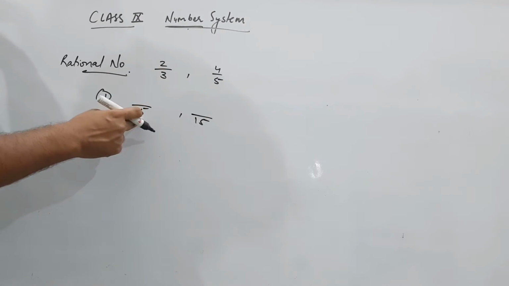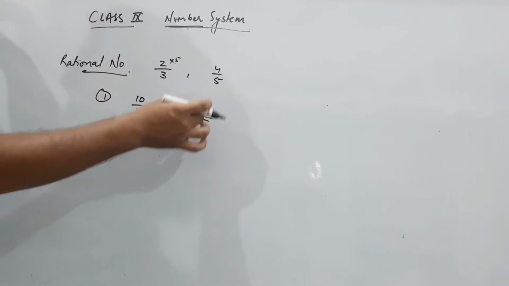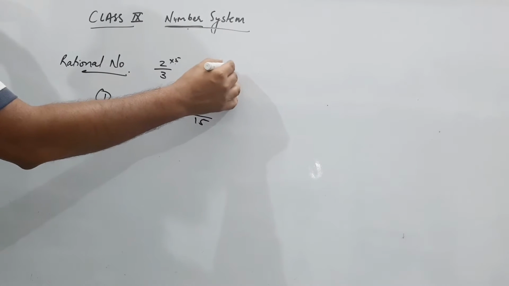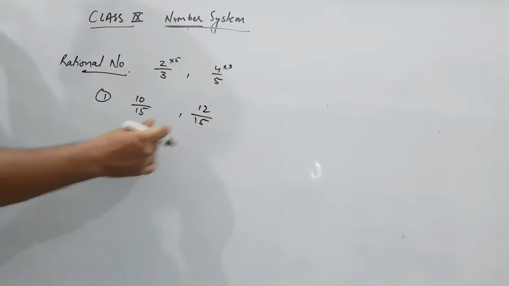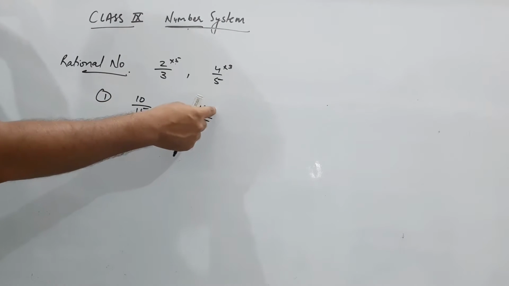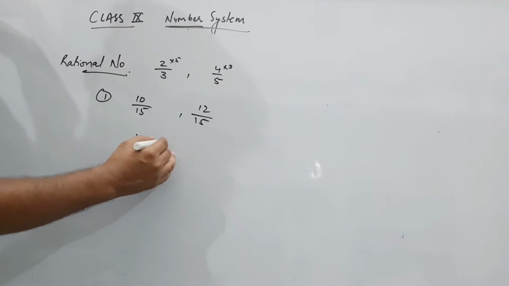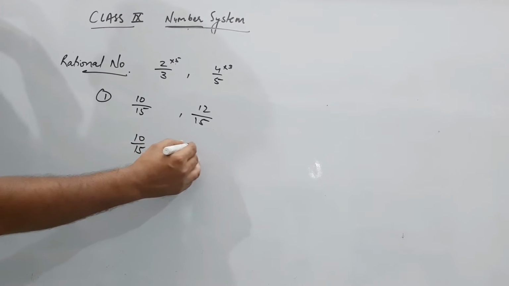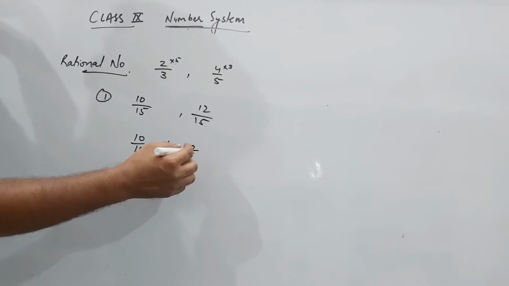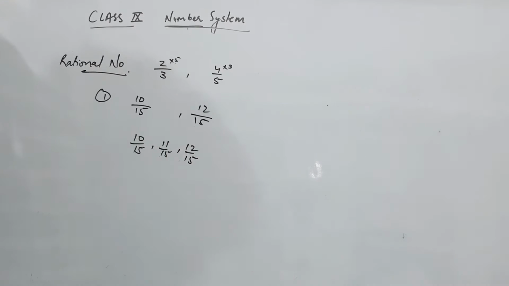How much? Yes, 5 times. So multiply by 5, it gives 10. How many times? Yes, 3 times. So it will become 12. So we just need to write down the numbers after 10 and before 12. So 10 upon 15, 11 upon 15, 12 upon 15. So this is just one number that you got.